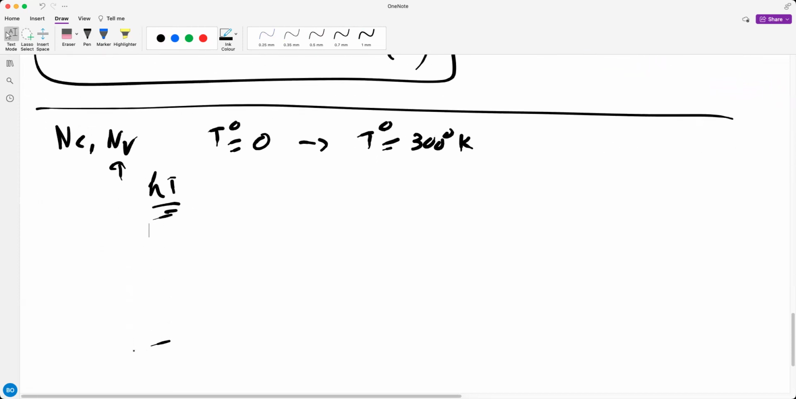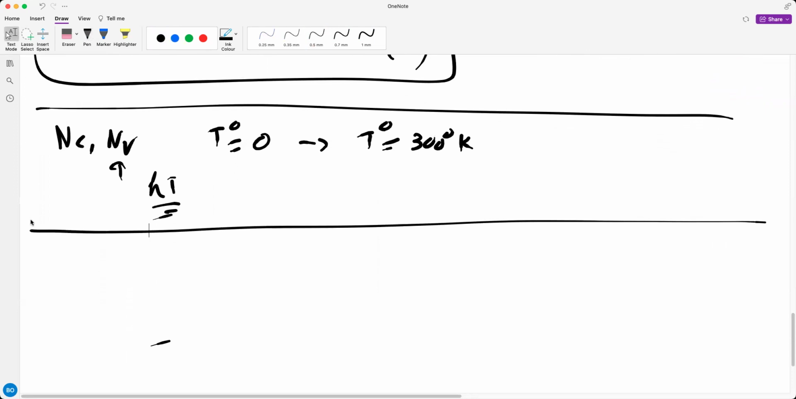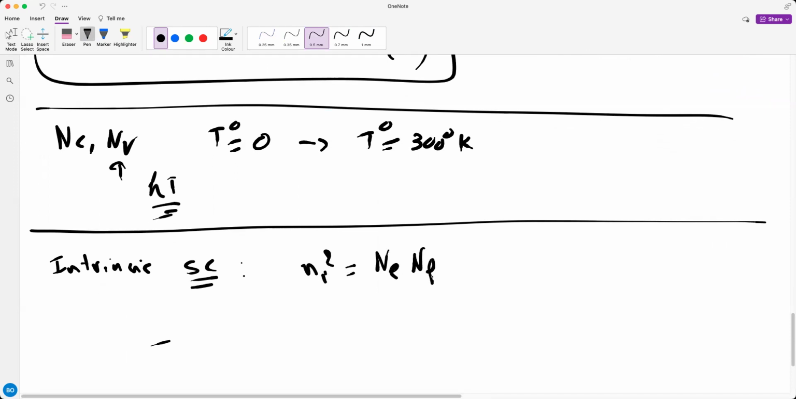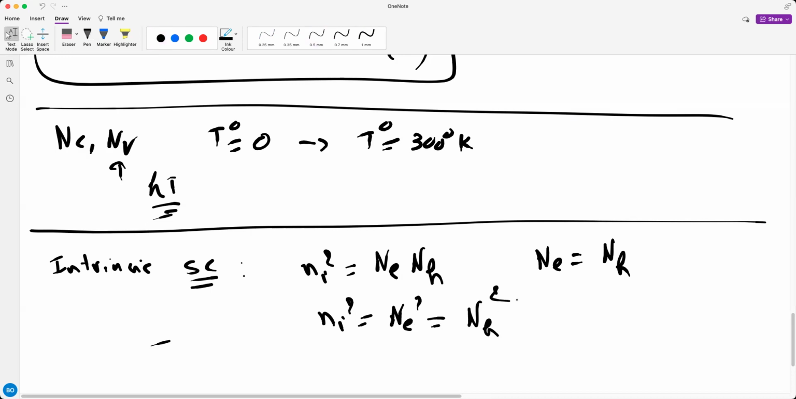Another question was about the fact that in an intrinsic semiconductor, you have ni squared equal to ne times nh. We know in a pure intrinsic semiconductor, the number of electrons is equal to the number of holes. Okay, so this means that ni squared is equal to ne squared is equal to nh squared. So you can use both of them.